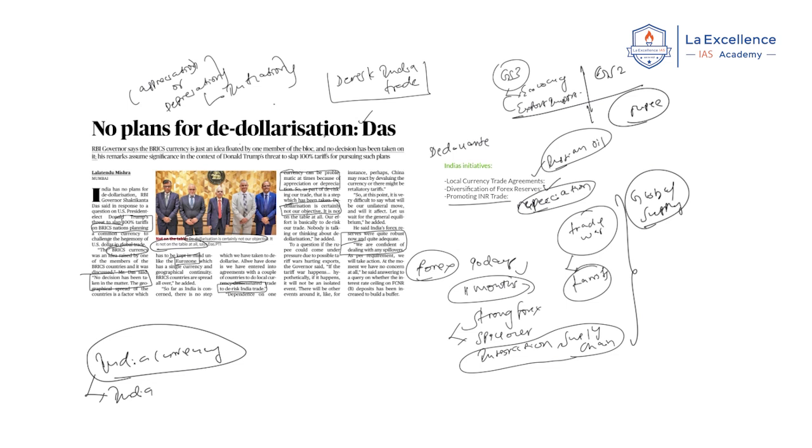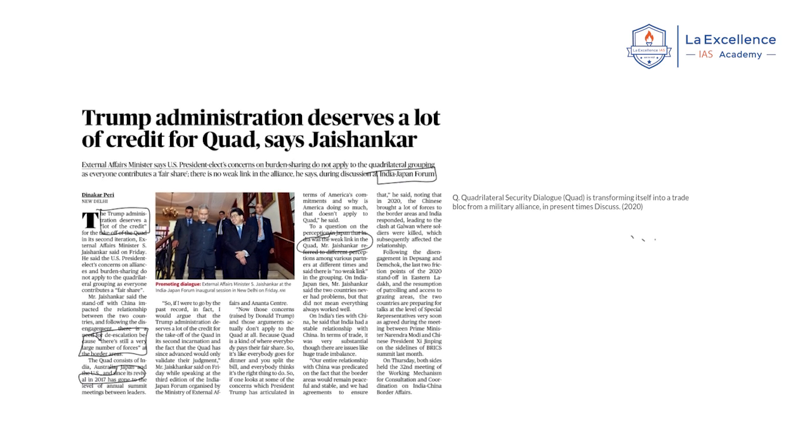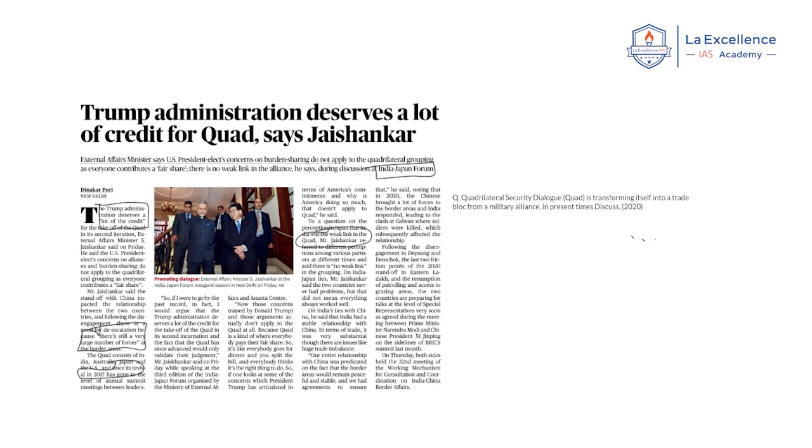Now we move to the next article. This article is saying that the Trump administration deserves a lot of credit for the Quad, as said by External Affairs Minister Jaishankar. Now, why did he say that? What is the context of the news? The context of the news is that recently on Friday, the India-Japan forum was conducted. In this context, in a discussion regarding the Quad, the External Affairs Minister said that a lot of credit has to go to Mr. Trump because he revived the Quad grouping. That is what he said.